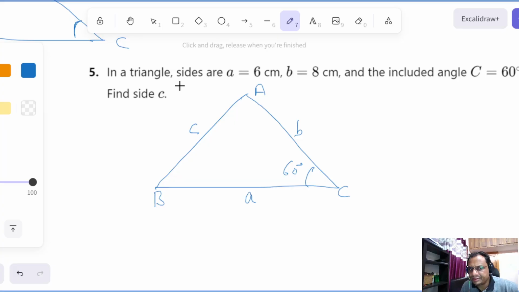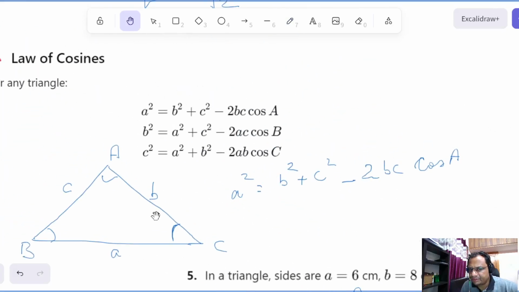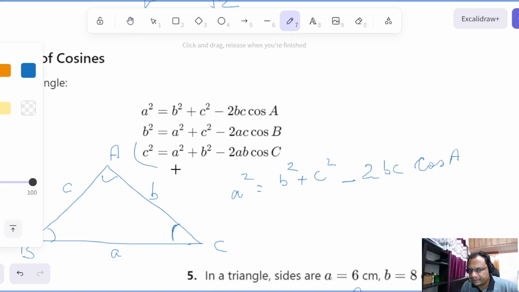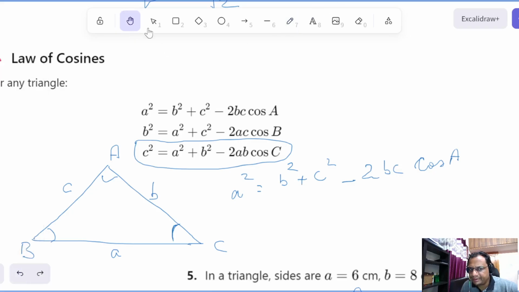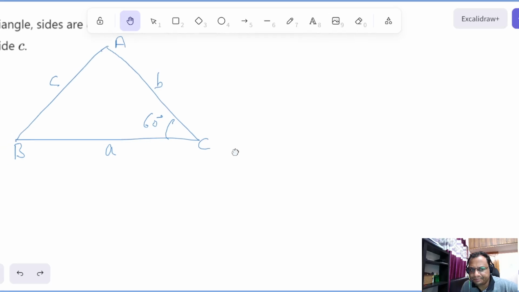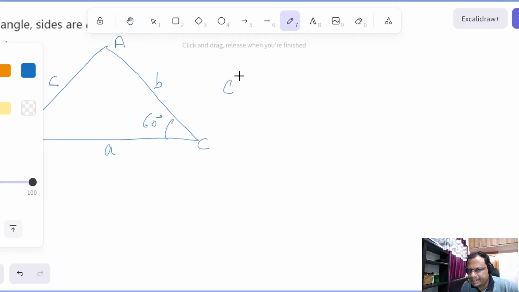So we will use this version because we need to find out c, right? So we'll use c square equal to a square plus b square minus 2ab cos C. Okay, one second. I'll drag it to where we were. Yeah, here. Let's continue. So that will be c square equal to the sum of the squares of the other two sides minus 2ab and cos of the included angle, or you can say the angle opposite to side c.